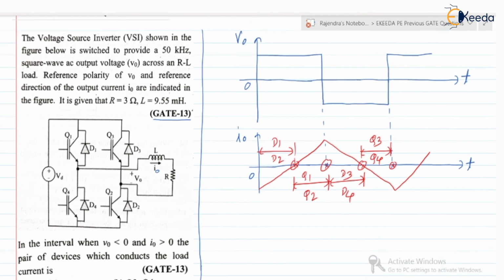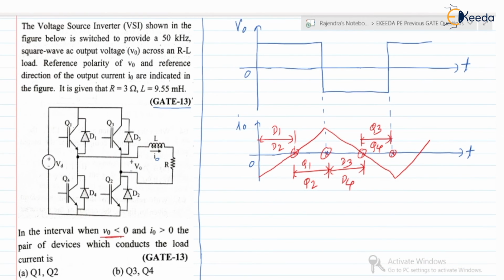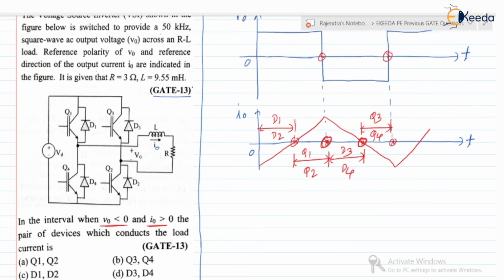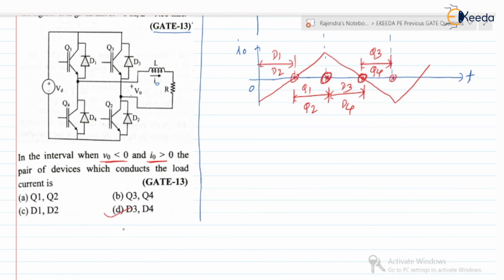So if we check, they have given V0 is less than 0 and I0 is greater than 0. V0 less than 0 means between these intervals V0 is less than 0, and I0 greater than 0 means from here to here they have asked. So they have asked from here to this point. If you check during this interval, V0 is less than 0 and I0 is greater than 0. So diodes D3 and D4 will be in the on state. So the correct option is option D. Option D is the correct answer.